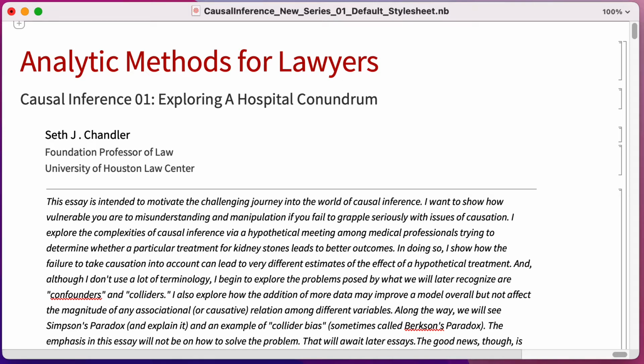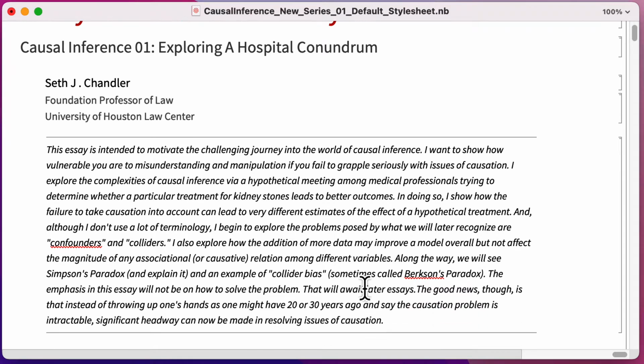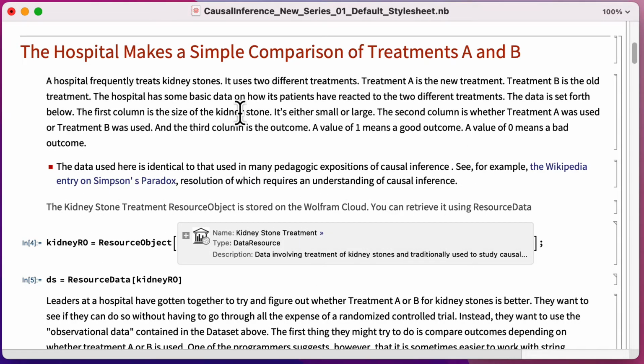I'm not going to show you in this video how to solve the problem of causation. Well, that'll wait for later videos. But we are going to see how the failure to take causation into account can cause a lot of problems. The good news is that unlike 20, 30 years ago, when you might have just thrown up your hands about causation, today it turns out there are a lot of things you can do to improve your understanding of it. Okay, so let's get going.